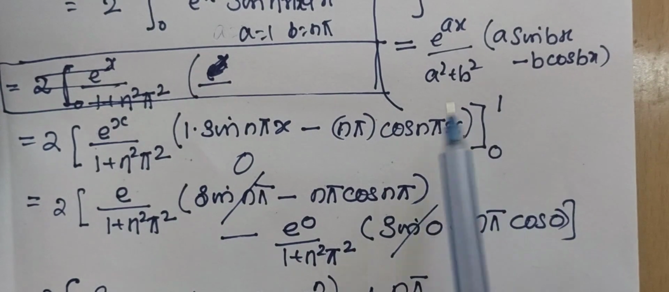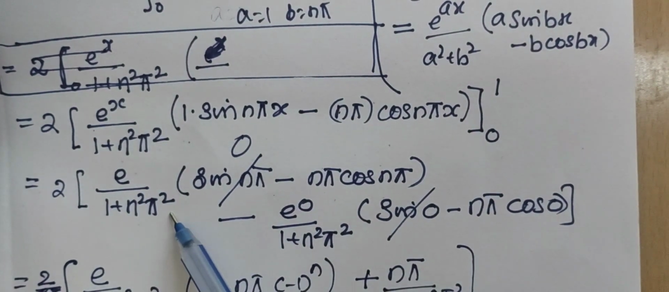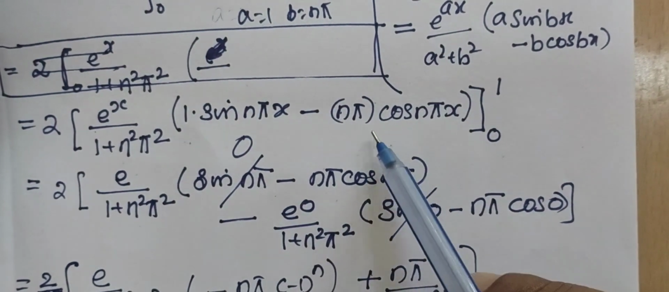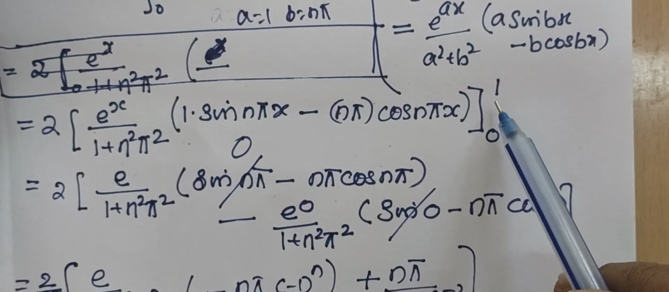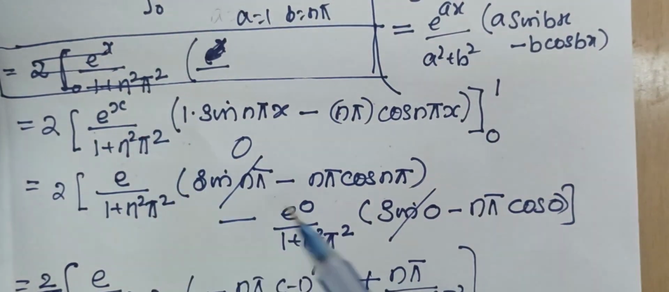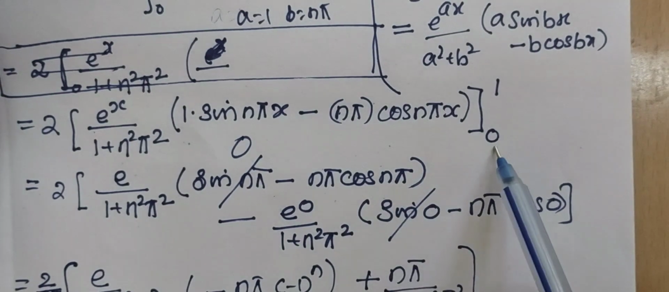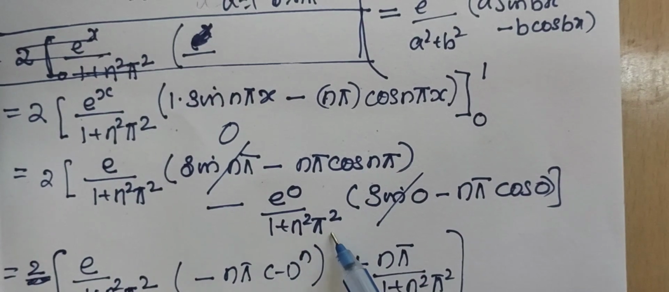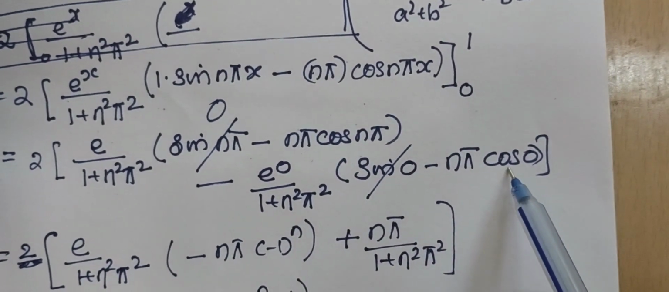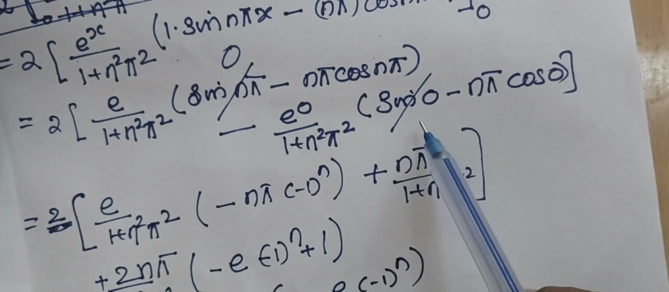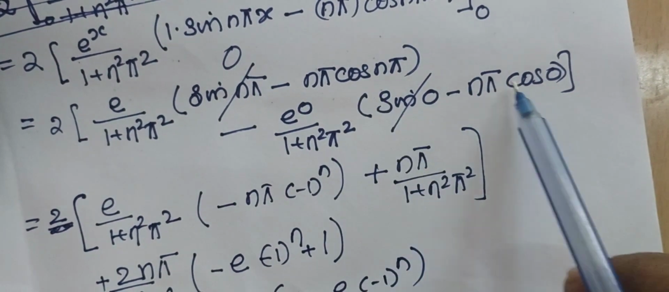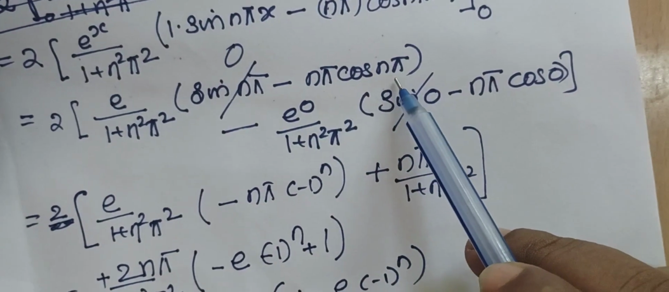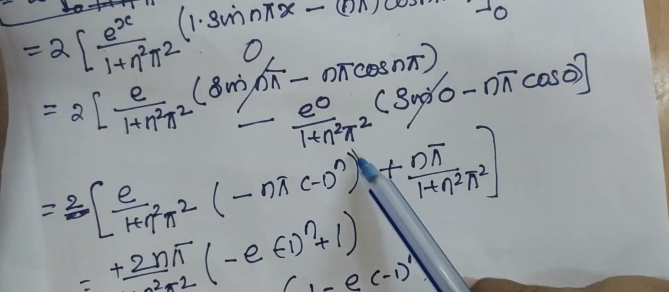So put x is equal to 1: e by 1 plus n square pi square, into sin n pi, that is 0, minus n pi cos n pi. When we put x is equal to 1, it is 1 everywhere. Now minus the lower limit, which is 0. So here also 0, here 0, here 0. That is e raised to 0 by 1 plus n square pi square, into sin 0 minus n pi into cos 0. But sin n pi and sin 0 will be 0. So only two terms remain, that is n pi into cos n pi. What is cos n pi? Cos n pi is equal to minus 1 power n. So this term is over.